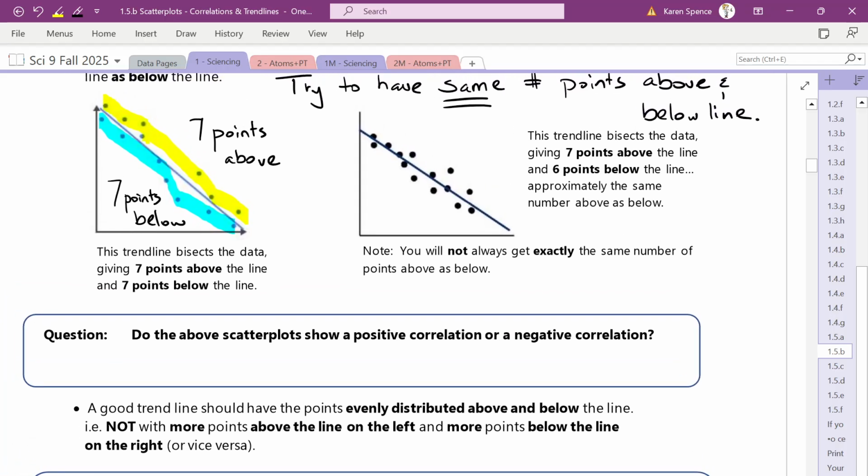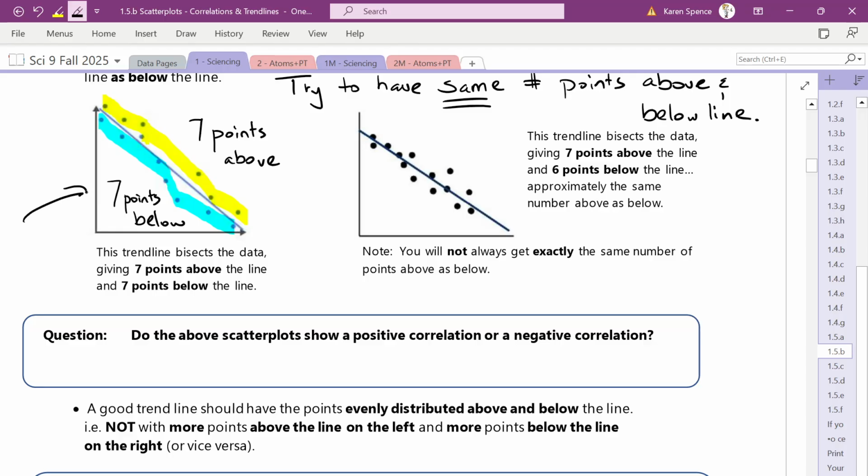What kind of correlation do these two graphs have? Positive or negative? It's downhill, oh, sorry, so it is negative.